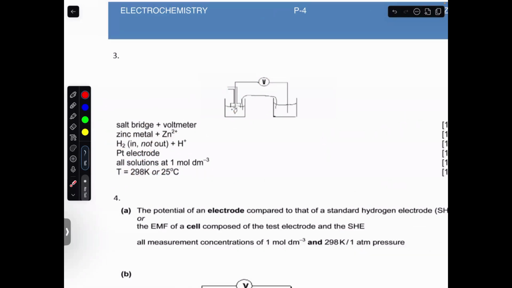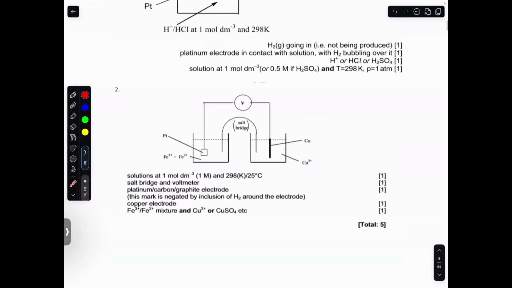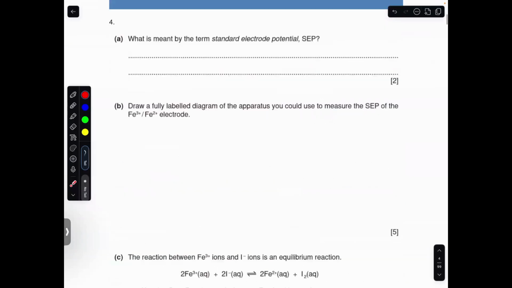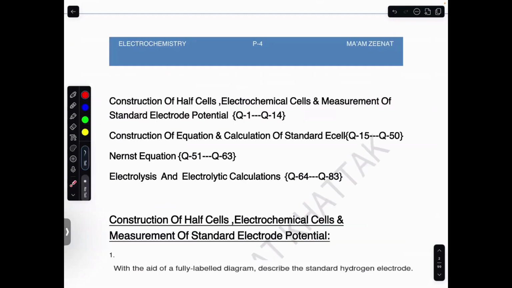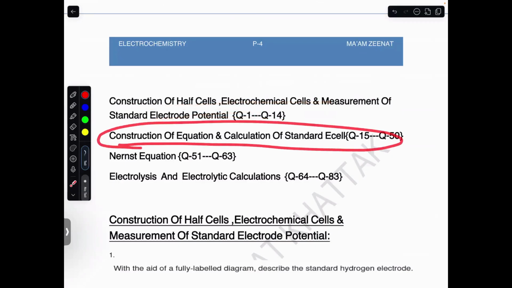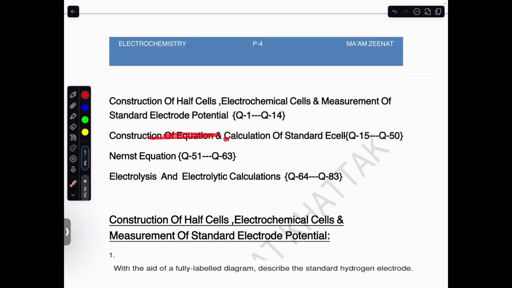I hope you understand. In the next lecture, I'm going to do the practice. Look, this is my line of action. We know how to construct the half cells and the full cell, and now in the next lecture I will go for construction of equations. And I think I will deliver 2 lectures for this, as this is a very important area. And then the Nernst equation and then electrolysis.